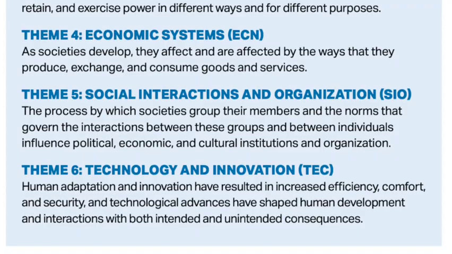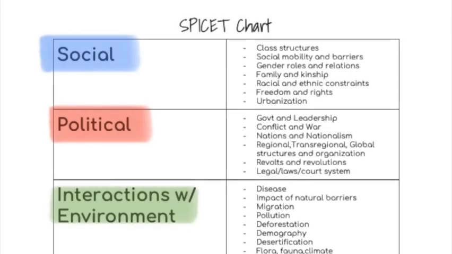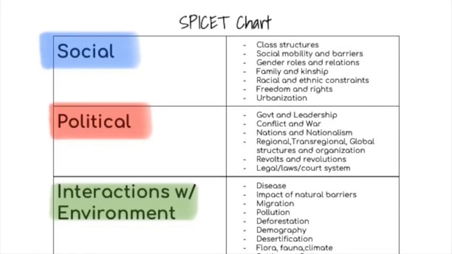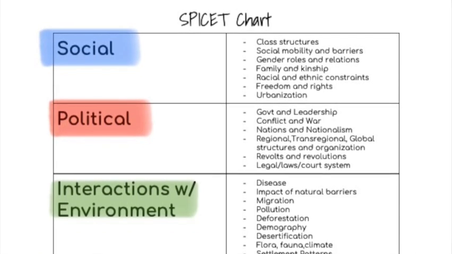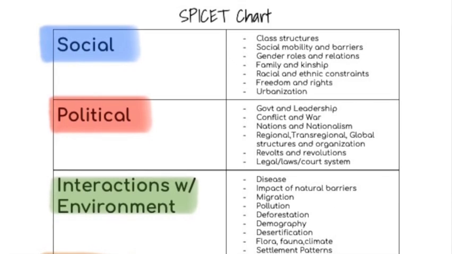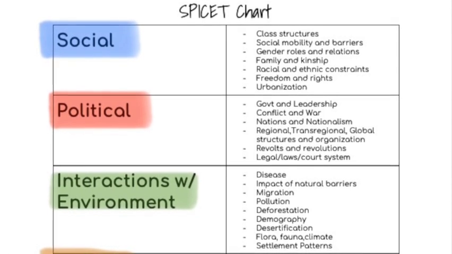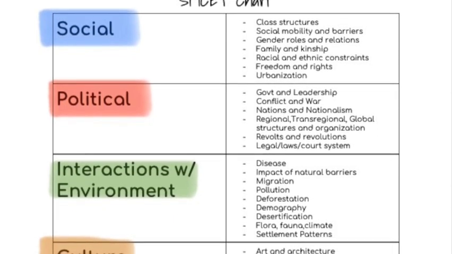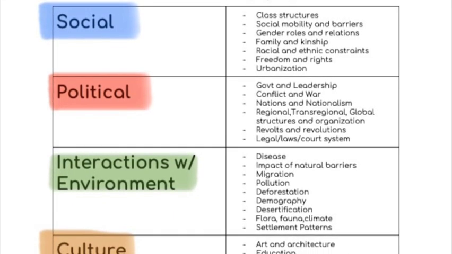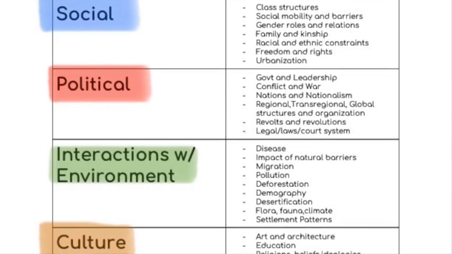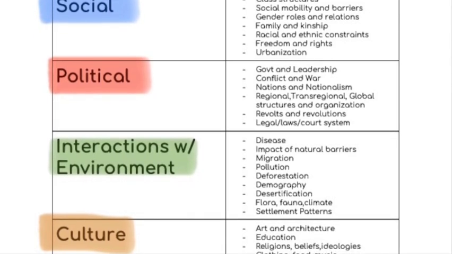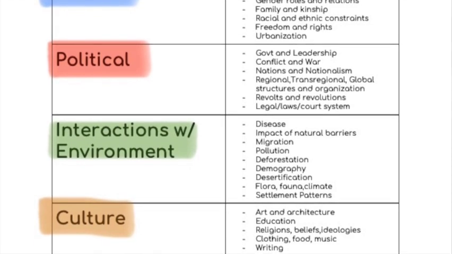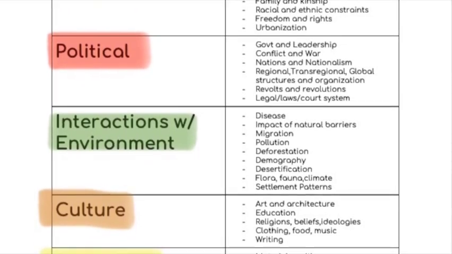So to make it easier, rather than memorizing all these themes, we've got an acronym, and it's SPICE-T. The S in SPICE-T is for social. So how do societies organize themselves? And you can see over here, there's different class structures. There's different gender roles. The P in SPICE-T is for political. So this is basically governance. How do societies govern themselves?